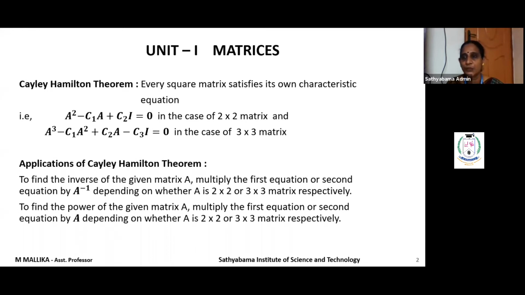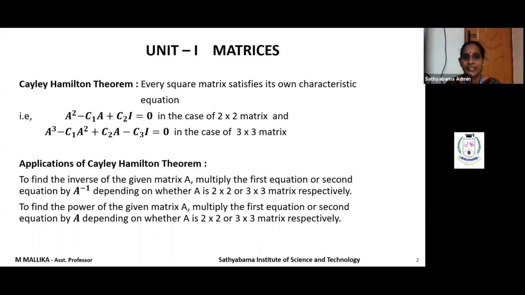Cayley-Hamilton theorem. That's how you get the question in part B. For verifying Cayley-Hamilton theorem, you have to prove either A square minus c1A plus c2I is equal to 0, or A cube minus c1A square plus c2A minus c3I is equal to 0. In the case of part B, you will be getting only matrices of order 3, only problems of order 3.